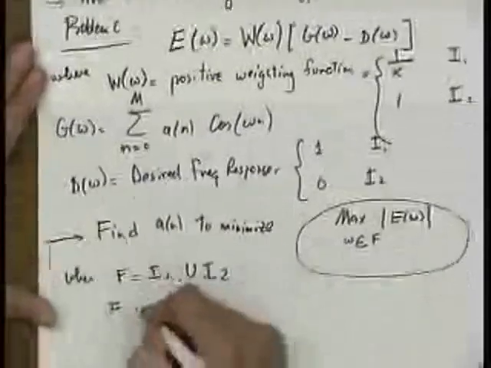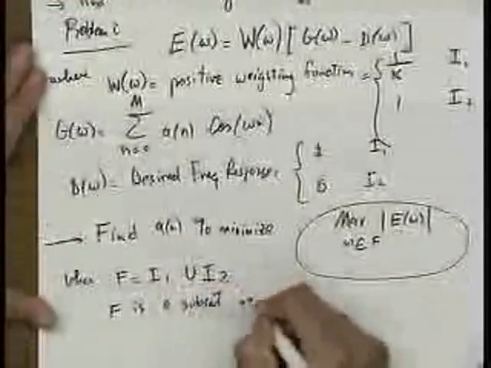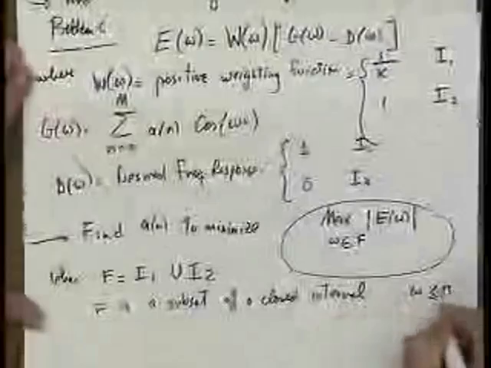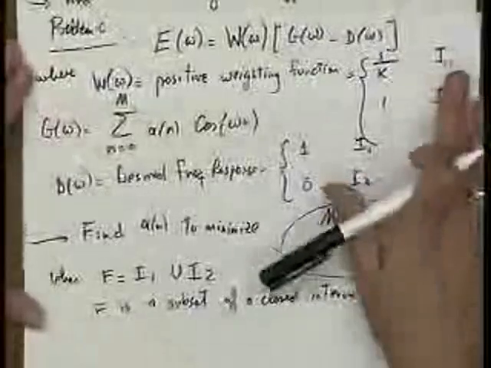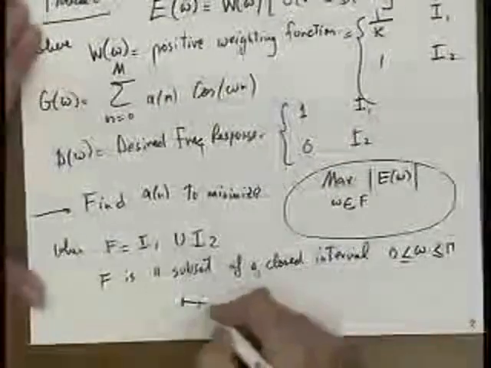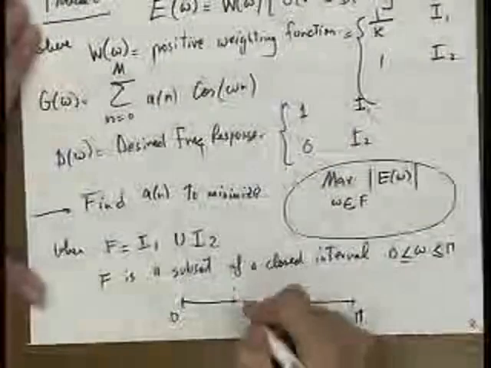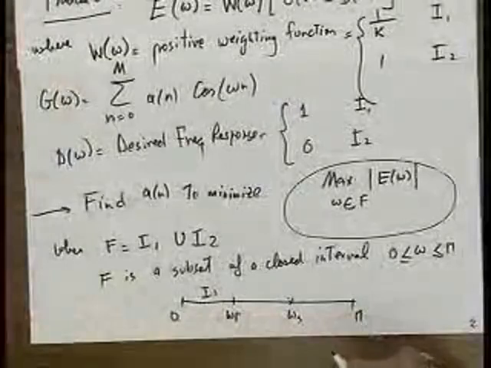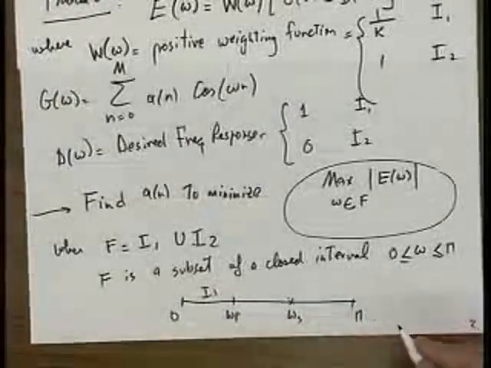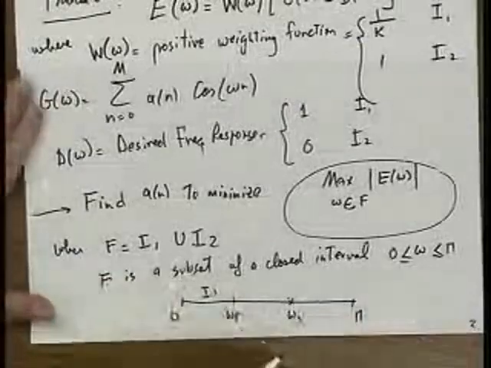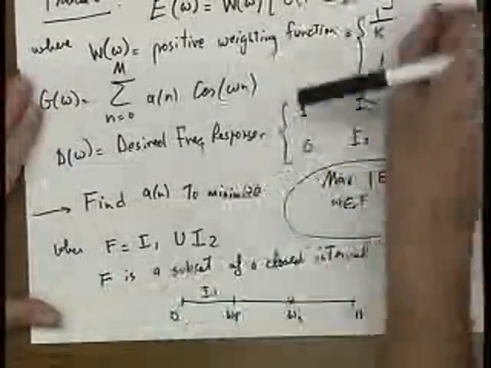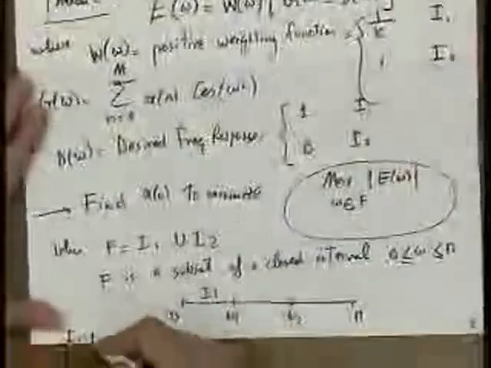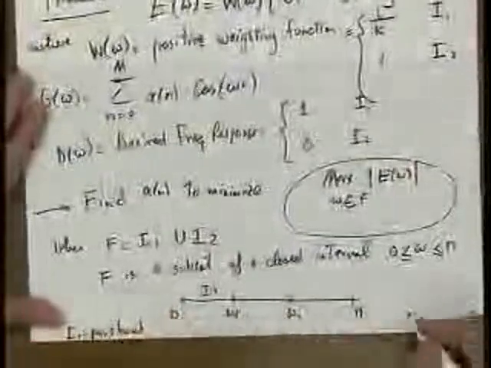In particular, F is a subset of a closed interval, omega between 0 and pi. If I were to plot what F looks like, this is 0, this is pi. I1 is this interval, which goes from 0 to omega p, and I2 is the stopband, which goes from omega s to pi. So F in general is a subset of this closed interval. In this case, it's the union of I1 and I2, which is our passband and stopband. Let's write down: I1 is the passband, and I2 is the stopband.